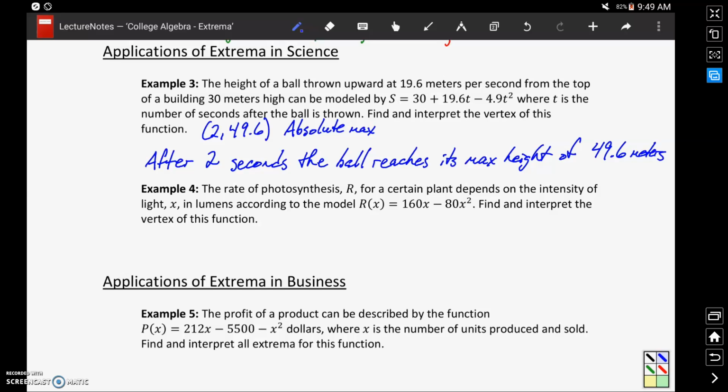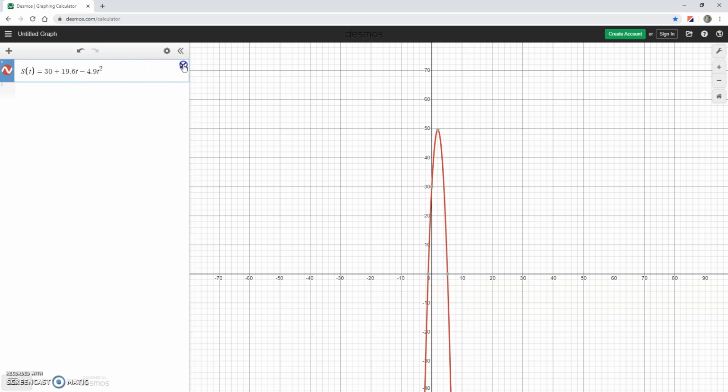In example 4, we're told that the rate of photosynthesis, R, for a certain plant depends on the intensity of light in lumens, according to this given model. We want to find and interpret the vertex of this function. Again, a vertex is just the same idea as finding a maximum or minimum, specifically with a quadratic function.